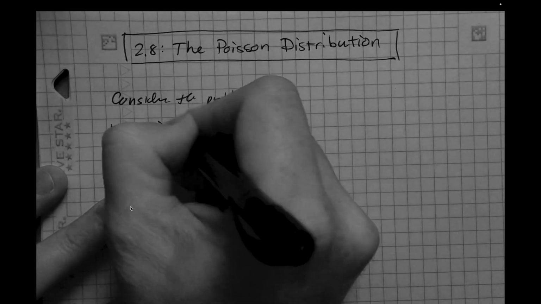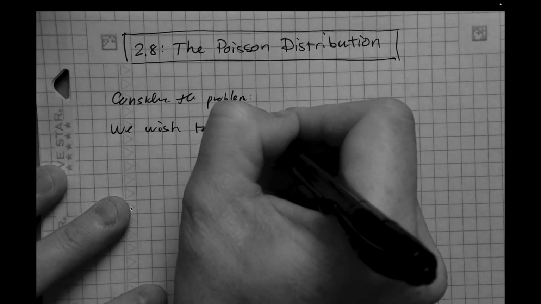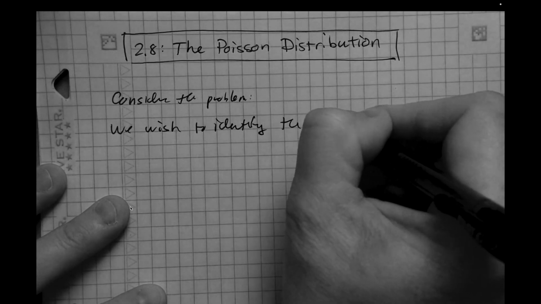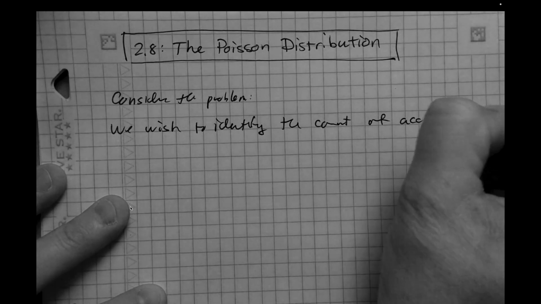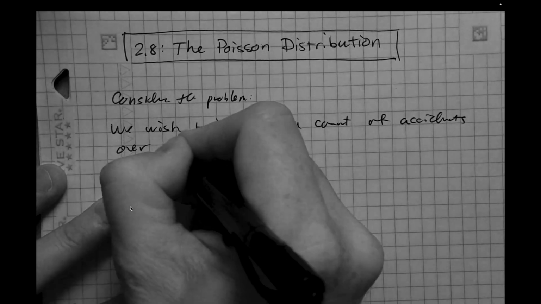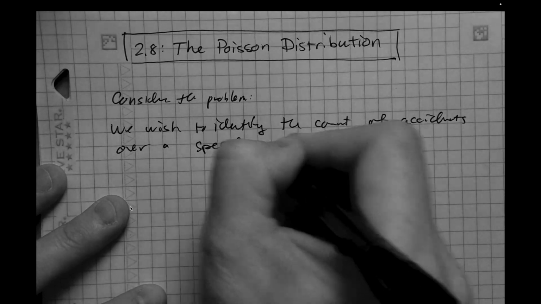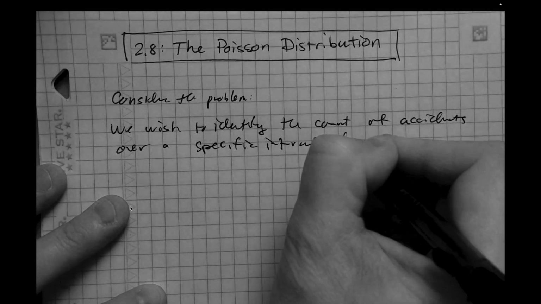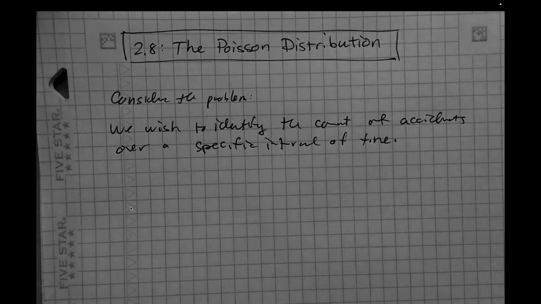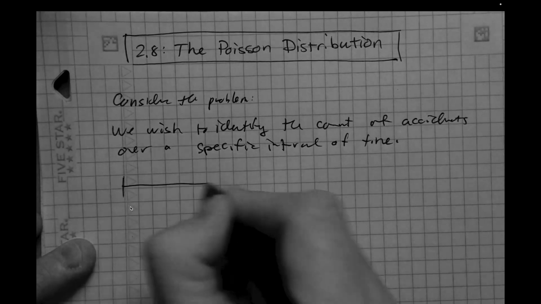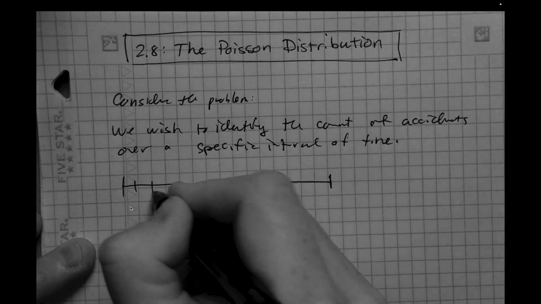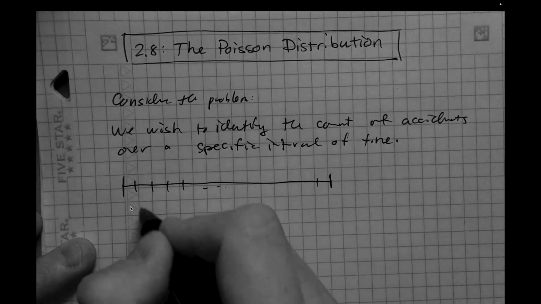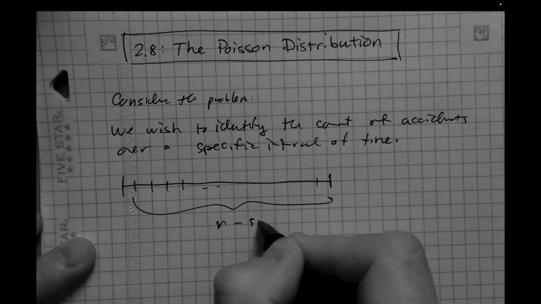So we wish to identify the count of accidents over a specific interval of time, at a very specific intersection. One of the ways to approach this problem is to take the entire interval of time and break it up into sub-intervals. We'll keep it general, and say we break it up into n sub-intervals.